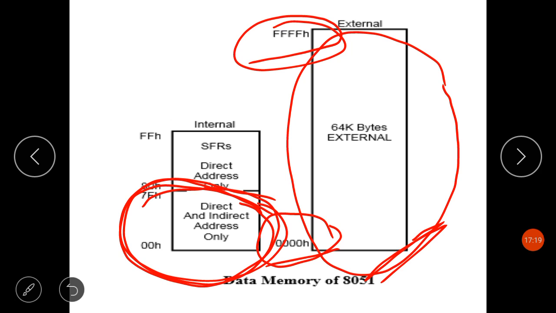So this was all about the memory organization of the 8051 microcontroller. In the next lecture, I will be discussing the architecture of the 8051 microcontroller.